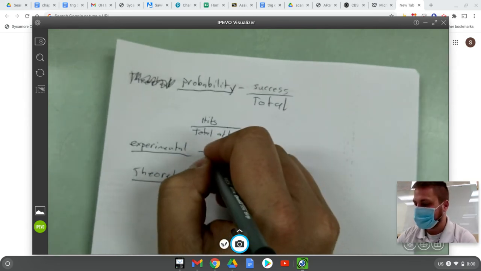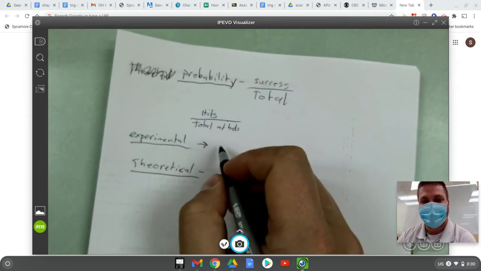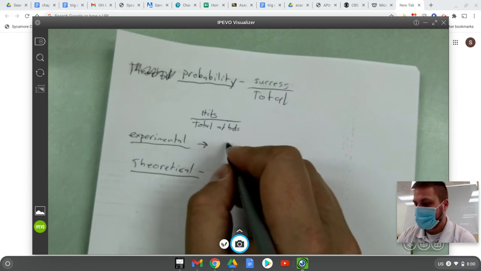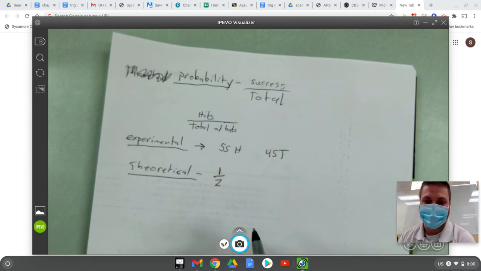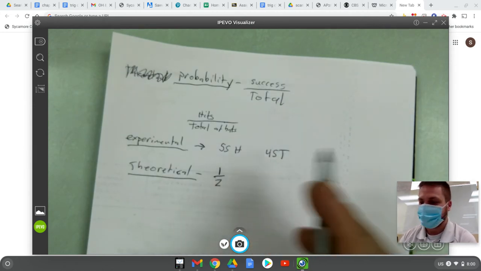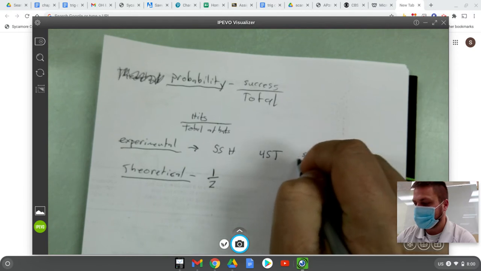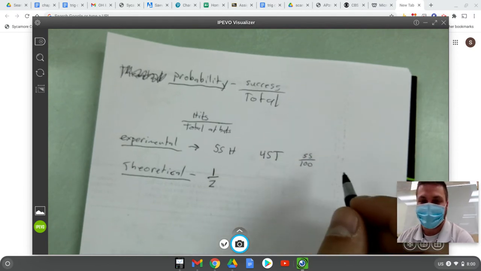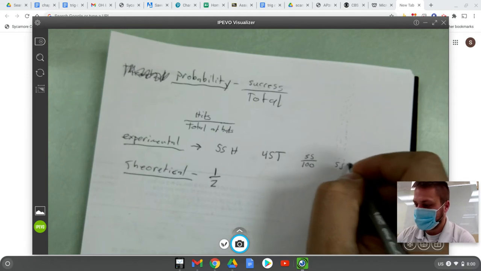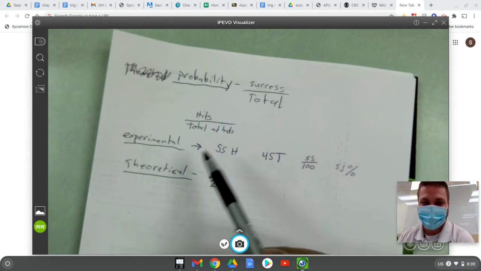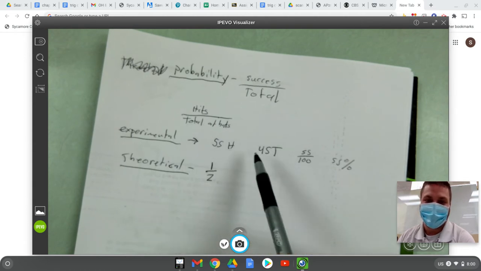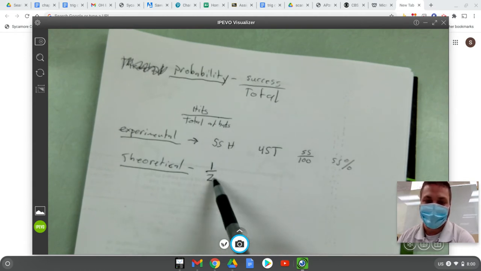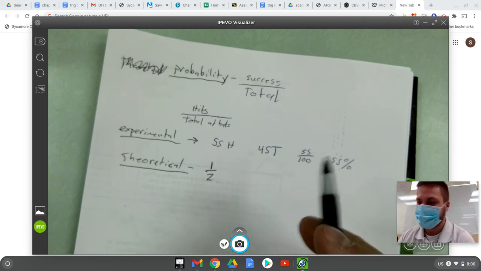Experimental probability would be like if you flipped a coin 100 times and got 55 heads and 45 tails in your experiment. Then your experimental probability of flipping a head is 55 over the total throws, 100, or 55%. The more you flip this coin, the closer it will get to its theoretical probability, but it doesn't mean that every time you flip a coin twice, you're going to get one head. Theoretically, you should, but it's not always going to happen that way.